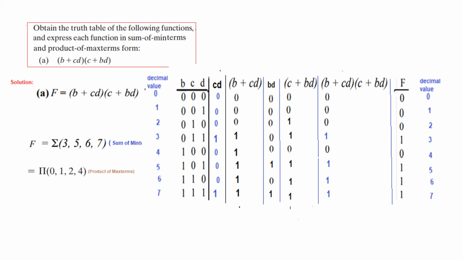And the symbol for max term we write is a pi. So this is the product of max terms. And so from here 0, 1, 2 and this is 4. So this is how you write the final answer.